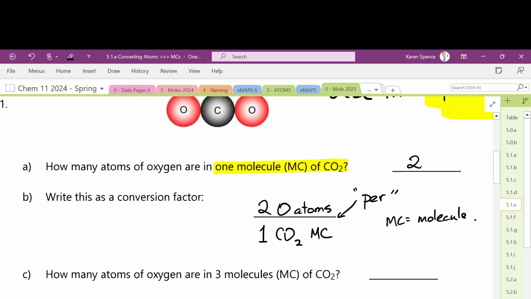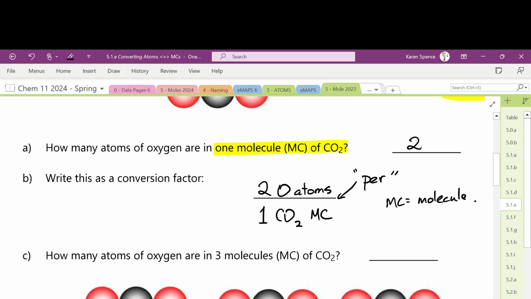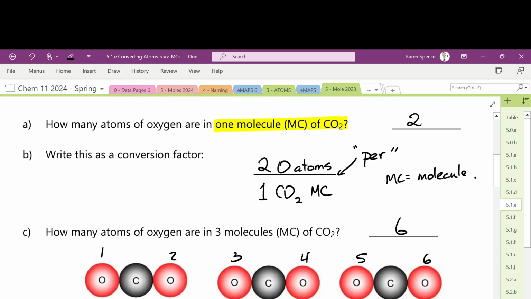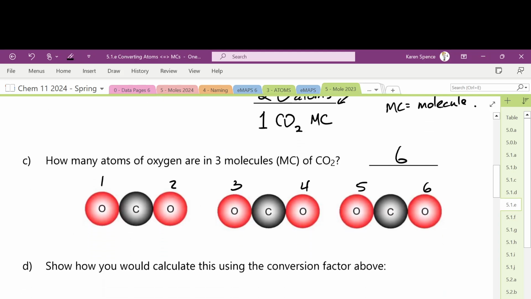So now, how many atoms of oxygen are in 3 molecules of CO2? 6. There are 6, and it's really easy. You can go 1, 2, 3, 4, 5, 6, but most questions will not be this easy, okay? So if we wanted to show this using conversion factors, we would go to our question. Gian, could you close the door for us, please? Thank you so much.